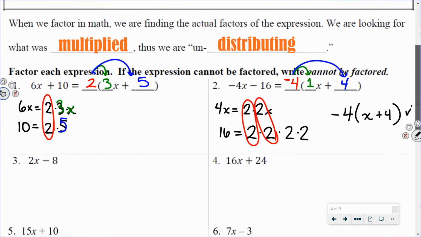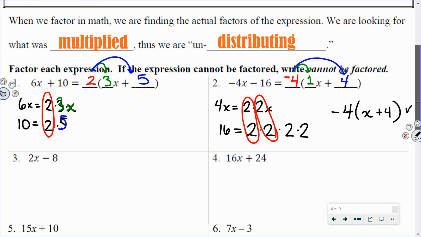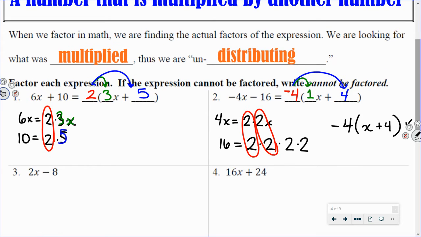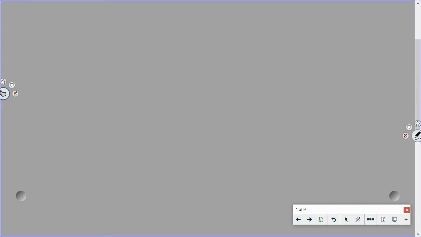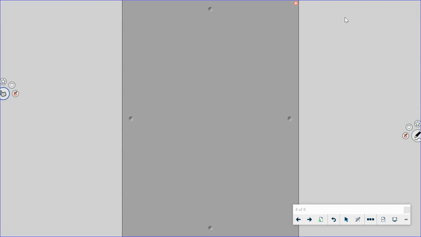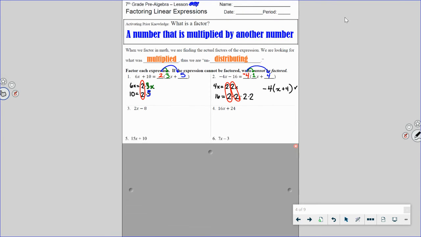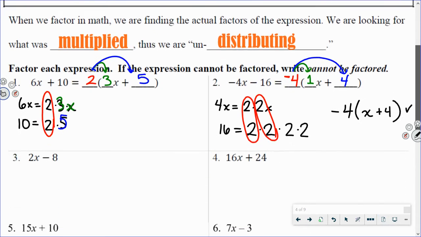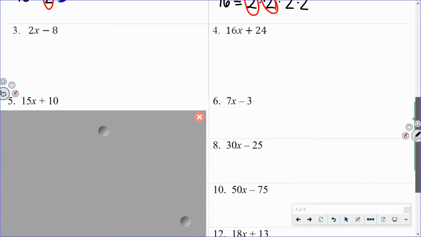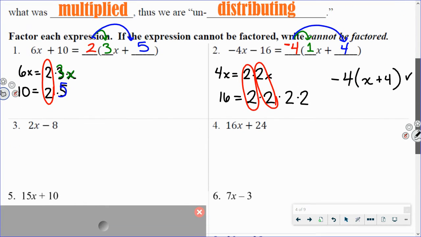All right, let's continue on with 3 and 4, and then I'll have you do a few more on your own. All right, so as we get into 3 and 4, look at how the problems are similar. Look at how the problems are different with the problems that we just did.